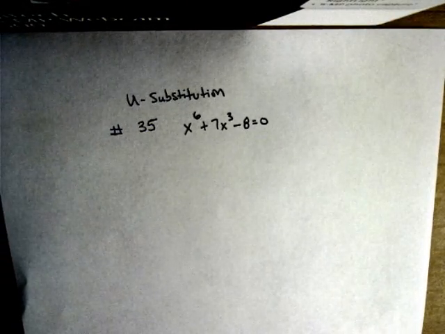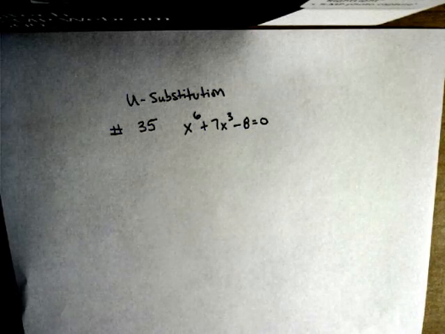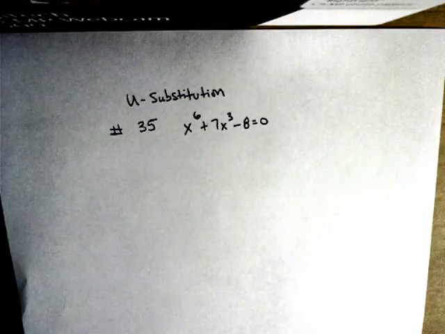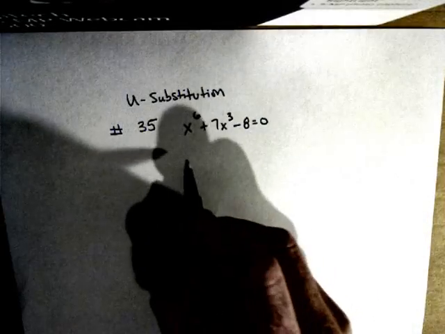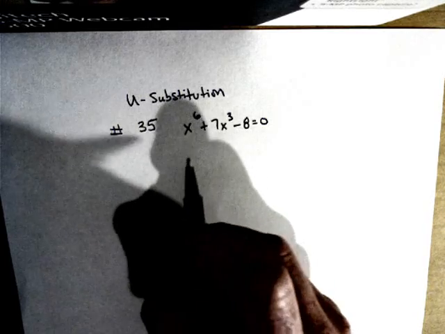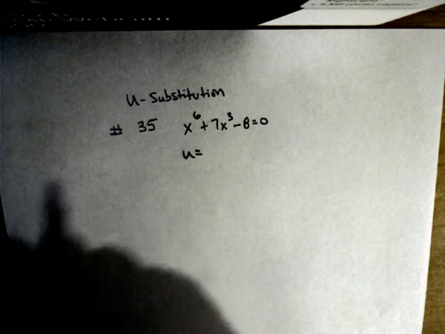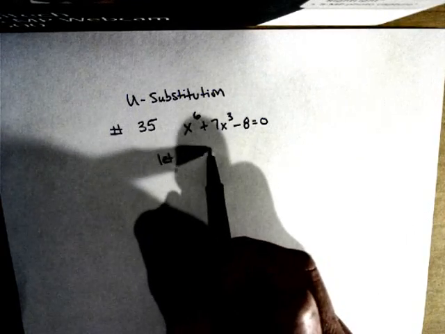This is question number 35 from the homework. Remember, we want to make this into a quadratic equation that we're used to seeing with just a squared term and an x term. To do that, we're going to set u equal to an expression so that when we square it, it will give us our first term. So we'll let u equal x to the third.